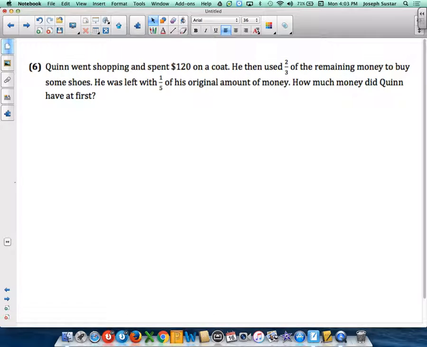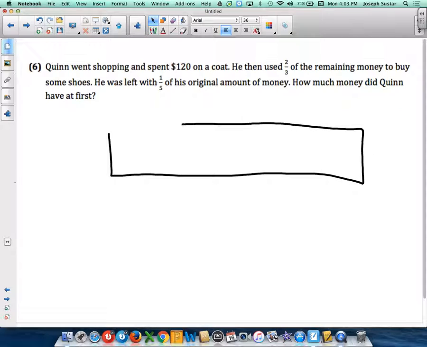So he went shopping. Here's going to be all of his money that he had at first in one big bar. He spent $120 on a coat, so I'm just going to block off one chunk, and we're going to call that $120. He used 2/3 of the remaining money to buy some shoes.